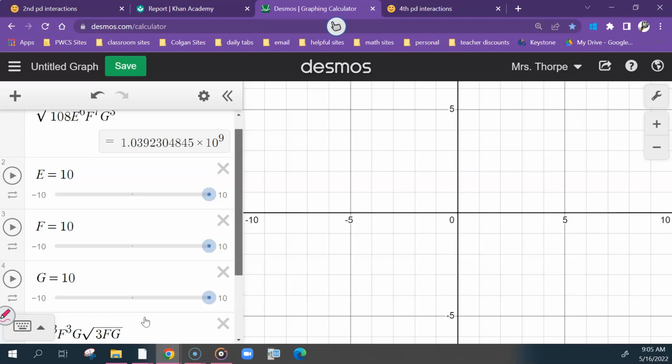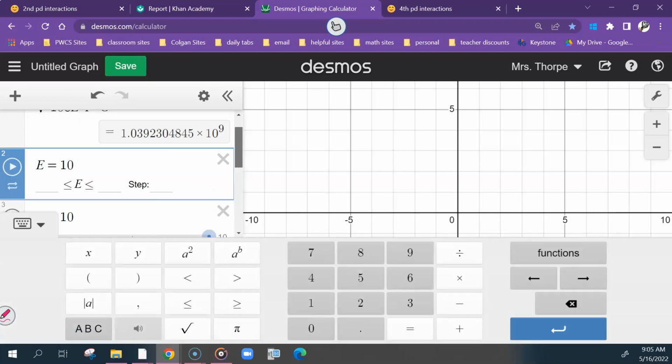Why do you have to type in SQRT for this? Don't have to. You could use this for one. Okay. But if you don't want to put that, you could type it in also.